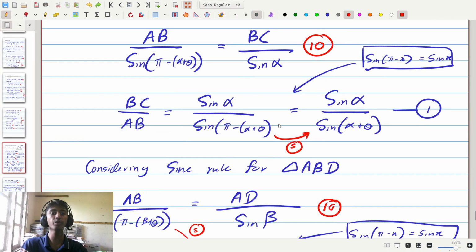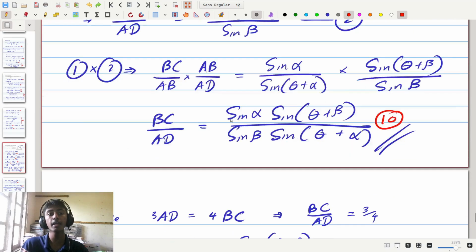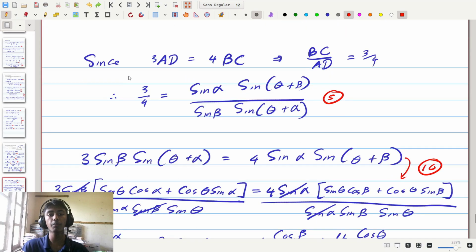After this, when you get the 2 equations from the sine rule of one triangle and the sine rule of another triangle, and you then multiply or divide them, it depends on how you get the equations. When you multiply and divide them to eventually get the equation given in the question, which is BC divided by AD equals all of this, you get 10 marks. After that point, when you then use the fact that 3AD is given as 4BC and you then write down that this value here is going to be equal to 3 over 4, you get another 5 marks.